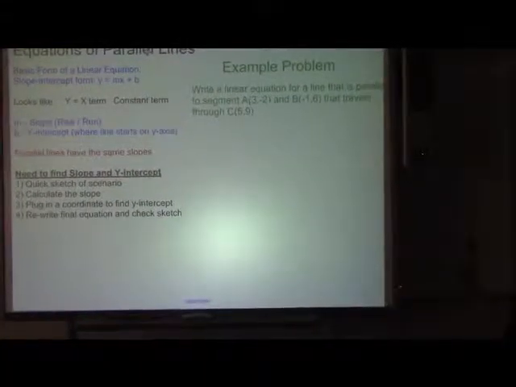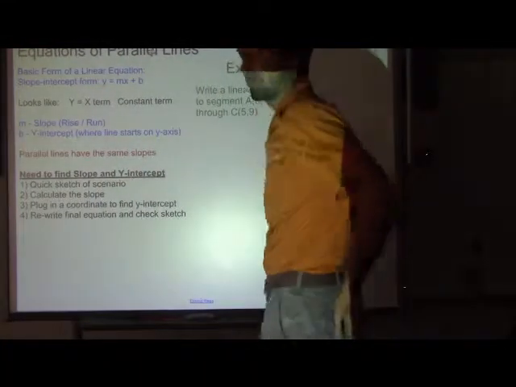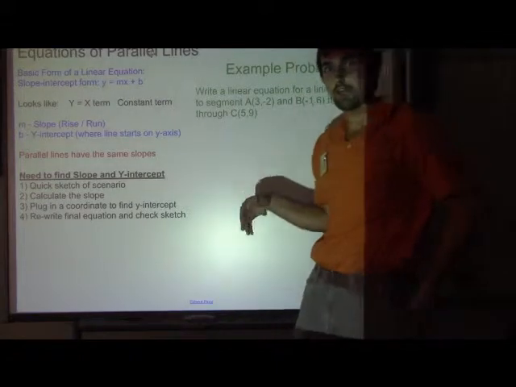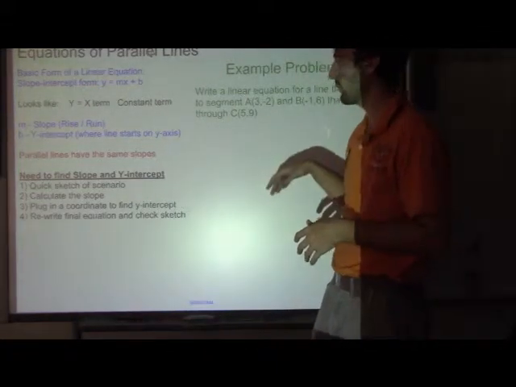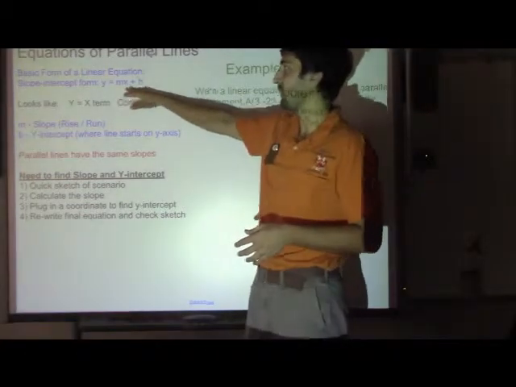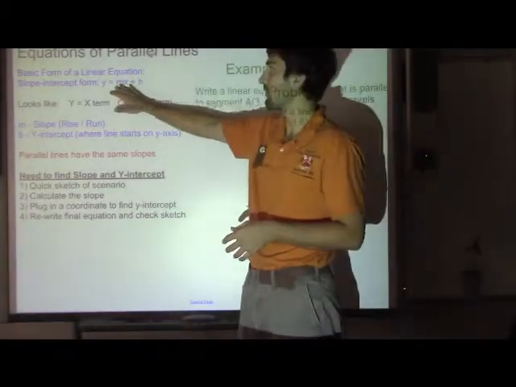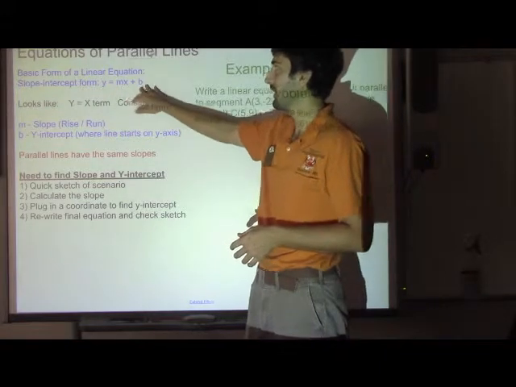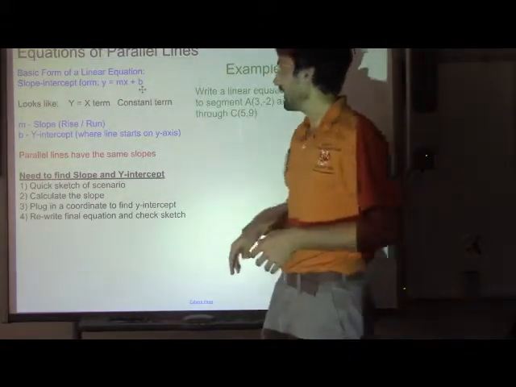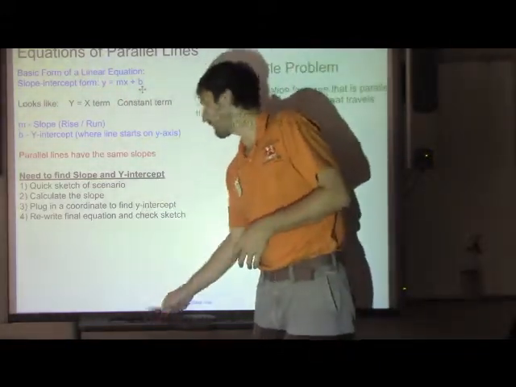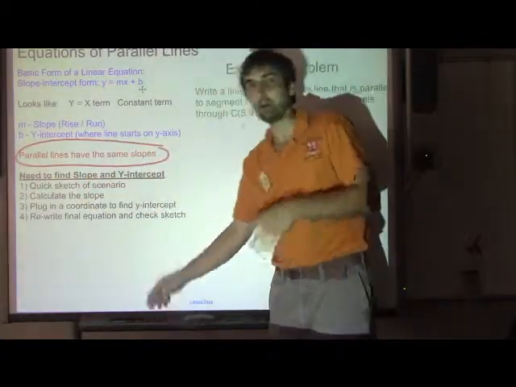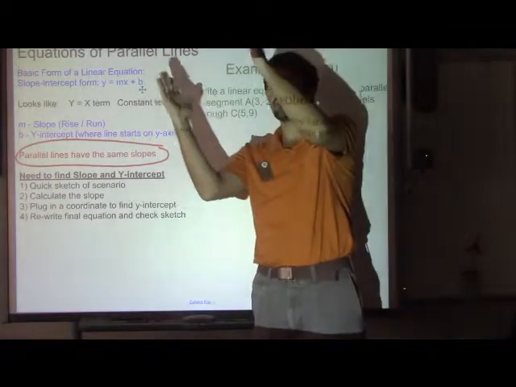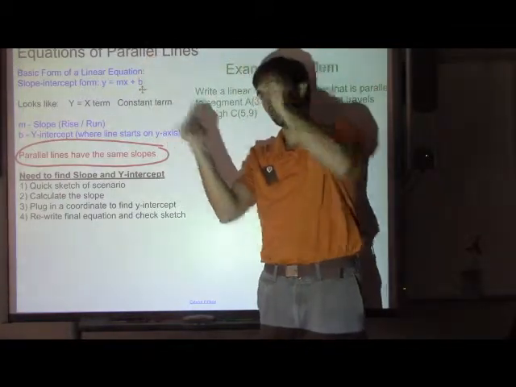All right, today we're going to talk about equations of parallel lines. Now remember, a line has a constant slope and it has a certain y-intercept. The basic form is slope-intercept form, which is y equals mx plus b, where m is your slope and b is your y-intercept. Now the key thing to remember about parallel lines is that they have the same slope. They're two lines that never intersect. They have the same level of steepness.